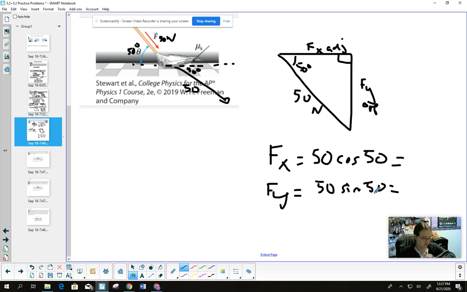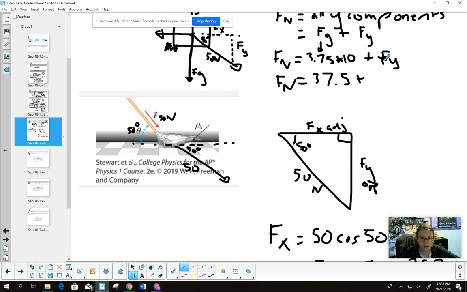So check this real quick. We've got 50 cosine 50 is 32.1. And then we have 50 sine 50 is 38.3. So those are my x and y components.